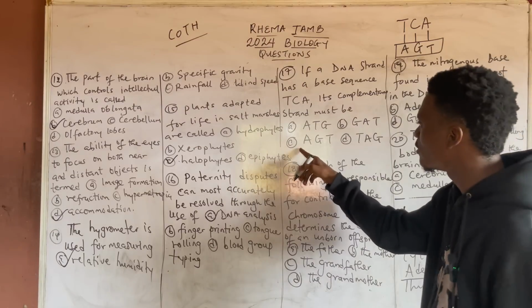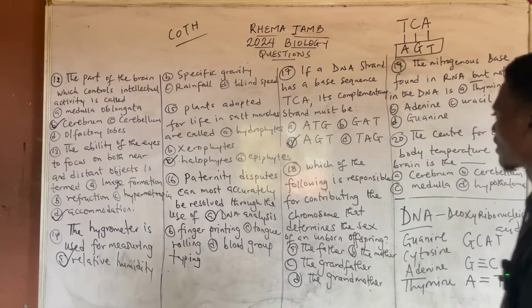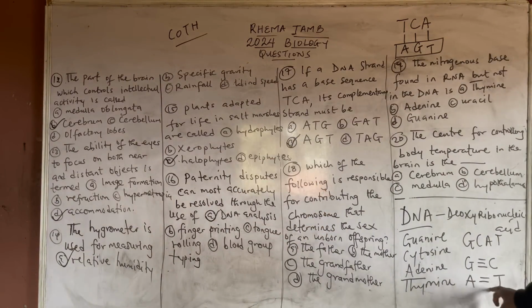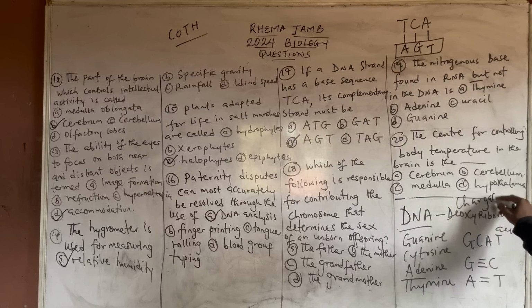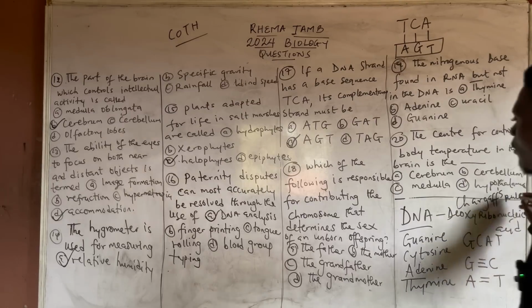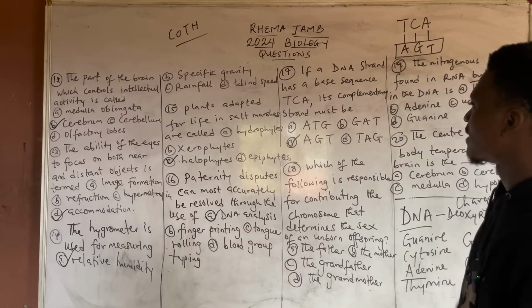AGT. We have it in option C. So that's the correct answer. That's the Chargaff's rule. Don't forget this rule called Chargaff's rule. All right? Chargaff's rule. So don't forget. GCAT. So now, next question.